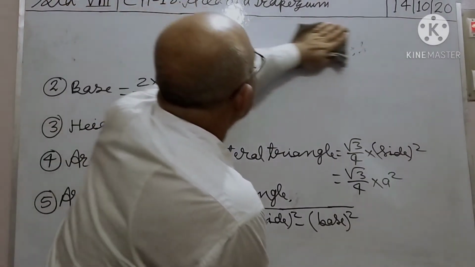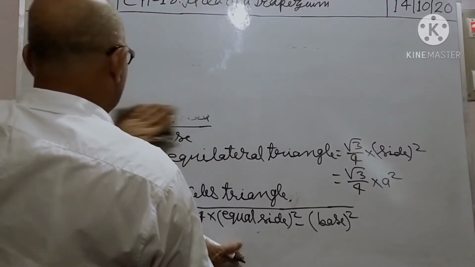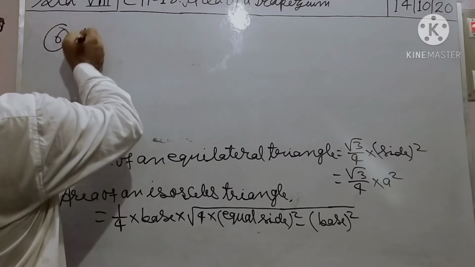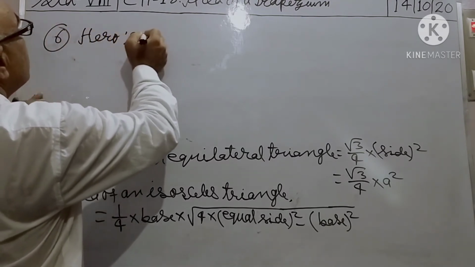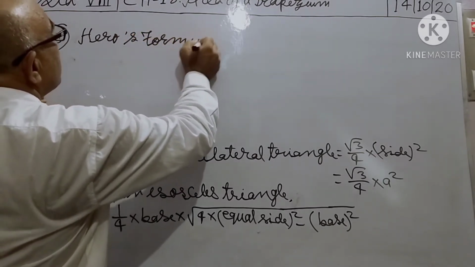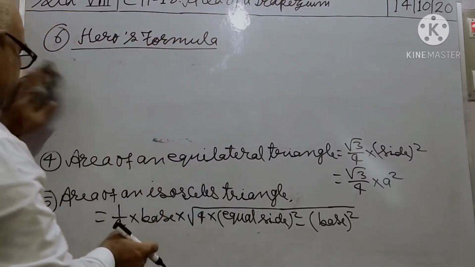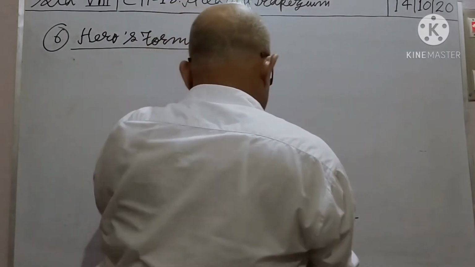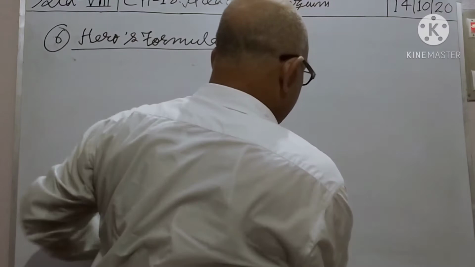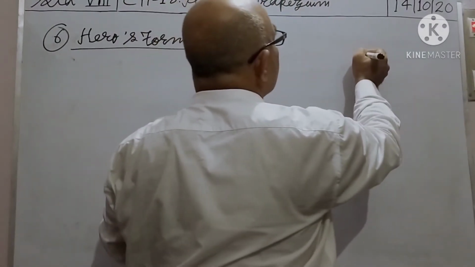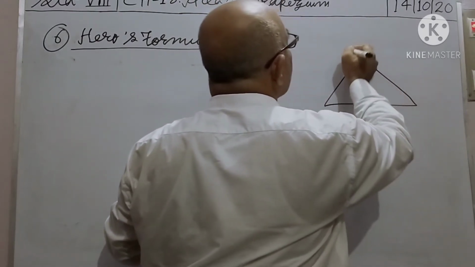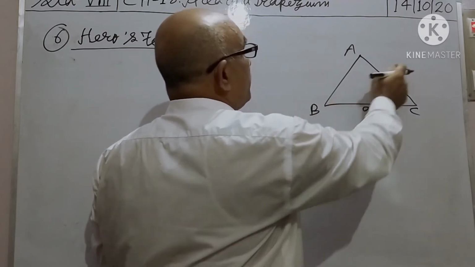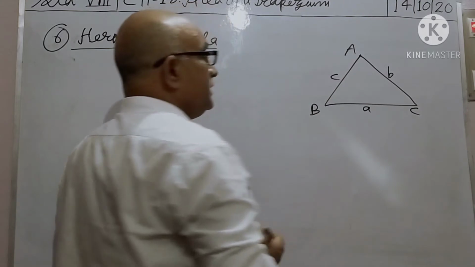Next, formula number 6, Hero's formula. This is the common formula to find the area of a triangle in which all three sides are given. In triangle ABC, the opposite side of vertex A is small a, the opposite side of vertex B is small b, the opposite side of vertex C is small c.